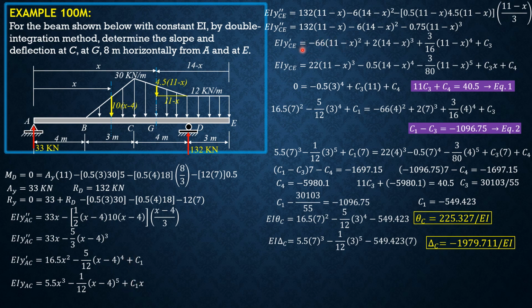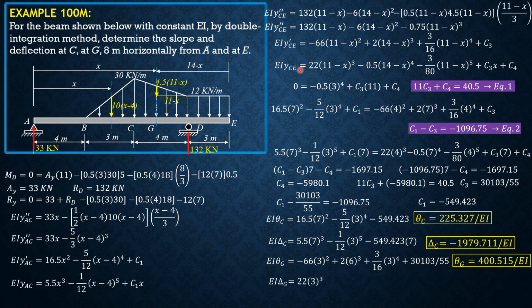Then G is in portion CE, so we cannot use this equation but rather this equation here. Substitute x is 8, then we can solve theta G. So EI theta G is negative 66 times 3 squared plus 2 times 6 cubed plus 3 over 16 times 3 to the 4th plus c sub 3, which is 3103 over 55. So theta G is equal to 400.515 over EI.